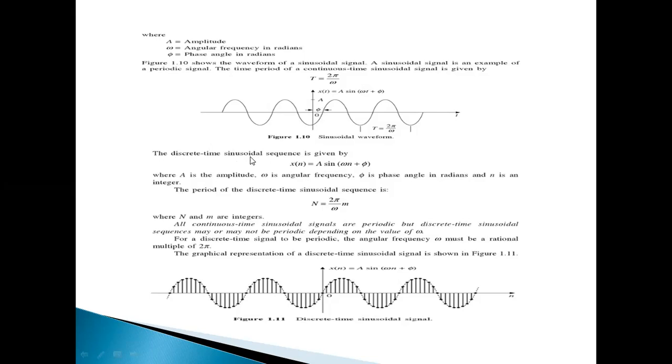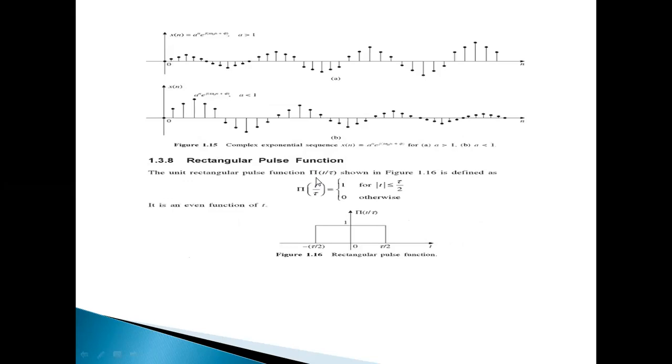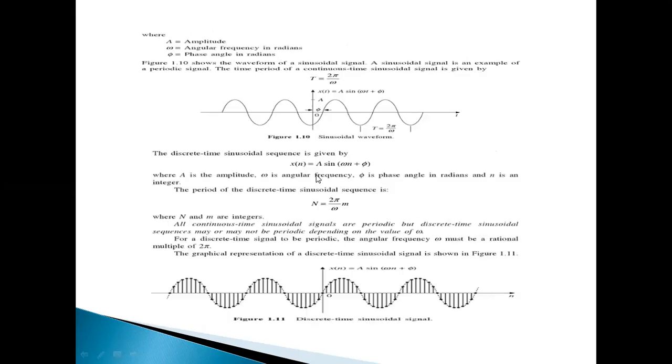A discrete time sinusoidal sequence is given by x of n is equal to A sine of omega n plus phi. The fundamental period of the discrete time signal is n is equal to 2 pi by omega, where omega is denoted with another notation.